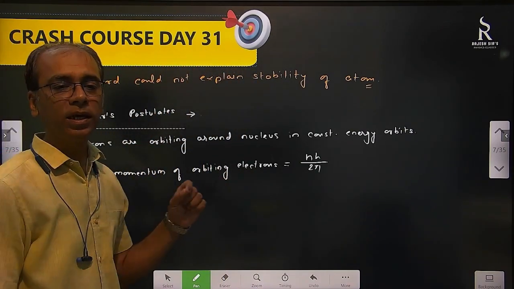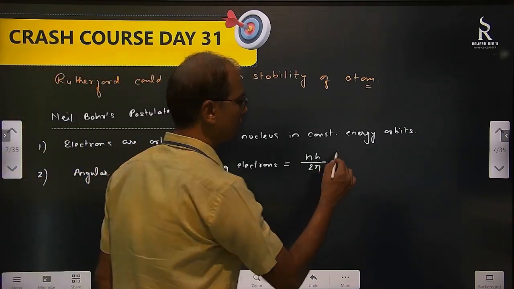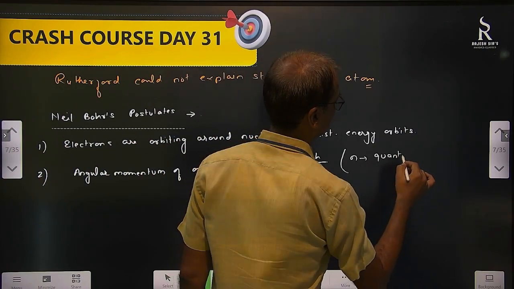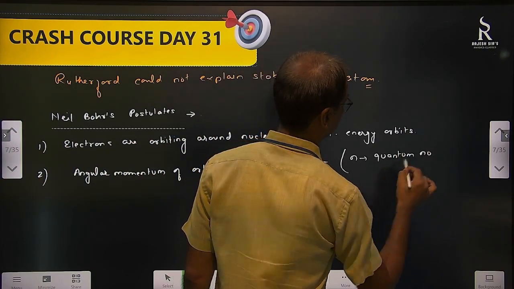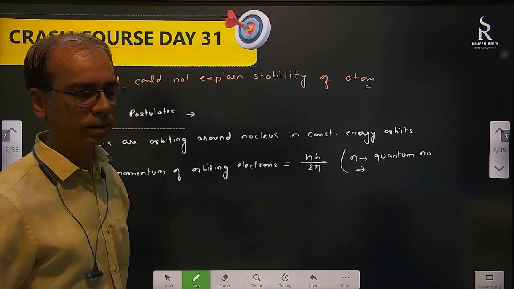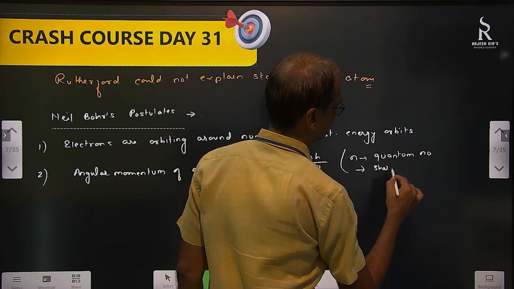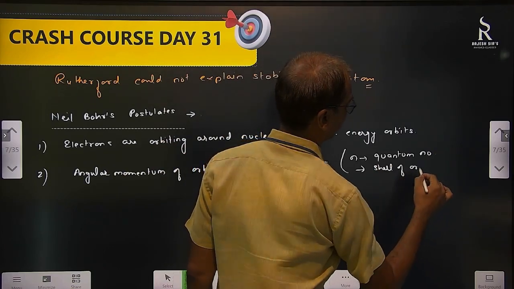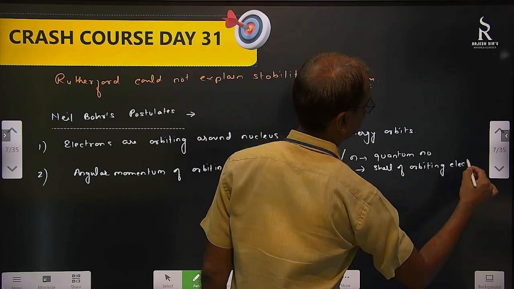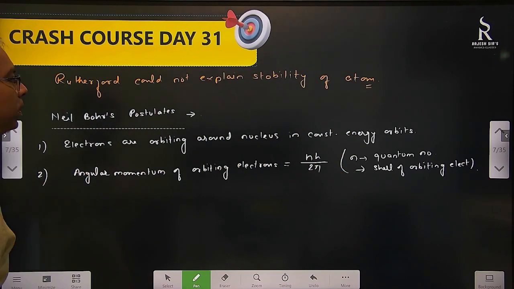And what is n here? Quantum number. n is, you can say, the shell in which the electrons are orbiting, the shell of the orbiting electron. Then this is the angular momentum of the orbiting electron.